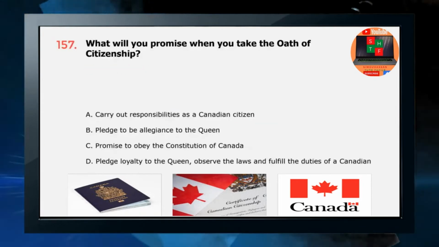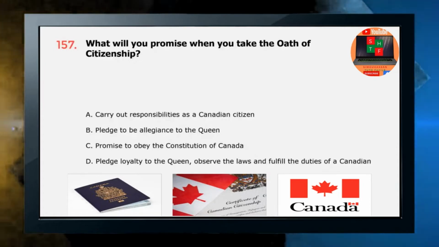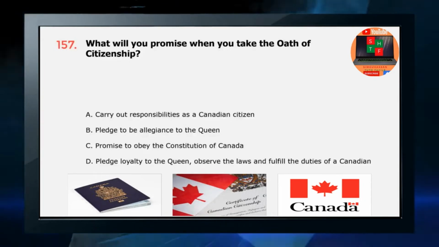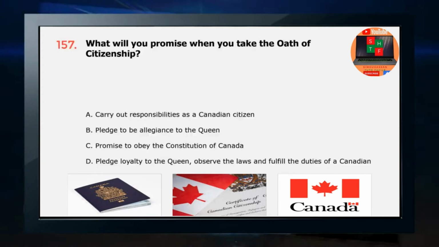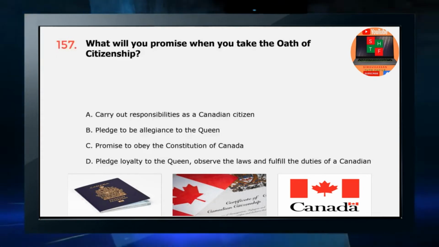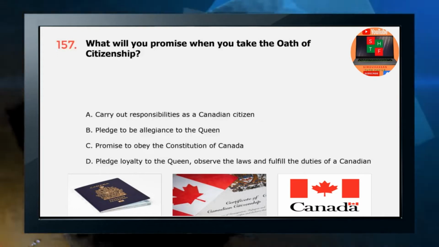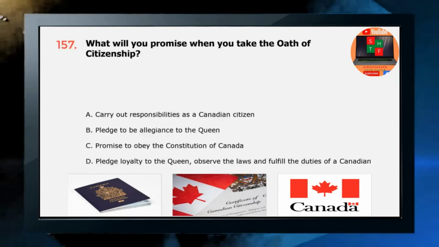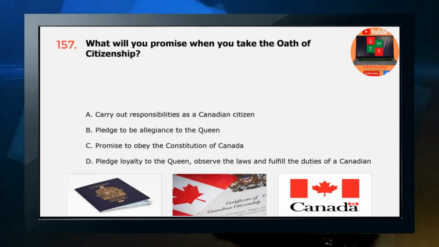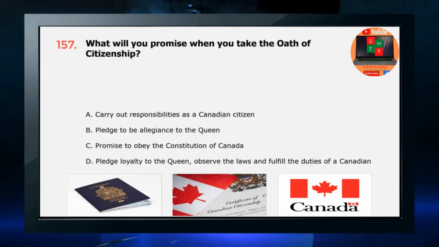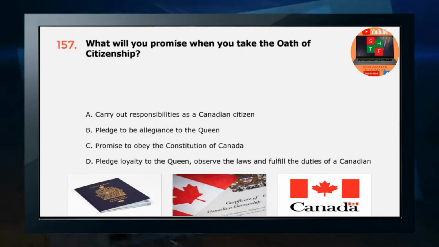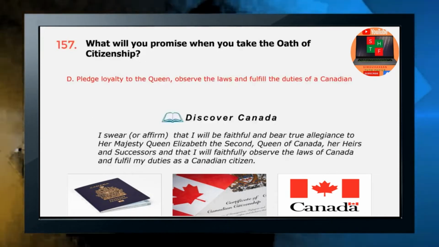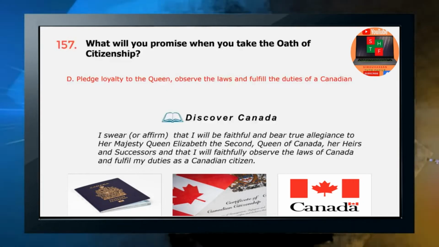Question 157. What will you promise when you take the oath of citizenship? A. Carry out responsibilities as a Canadian citizen. B. Pledge to be allegiance to the Queen. C. Promise to obey the Constitution of Canada. D. Pledge loyalty to the Queen, observe the laws and fulfill the duties of a Canadian. The answer is D. Pledge loyalty to the Queen, observe the laws and fulfill the duties of a Canadian.